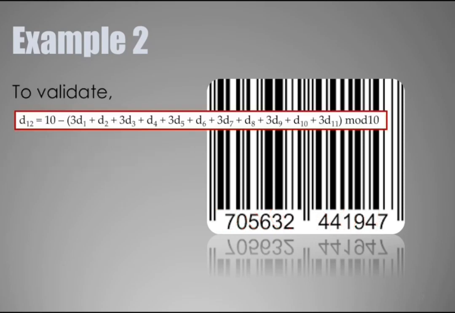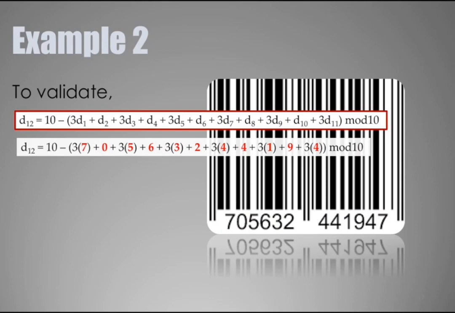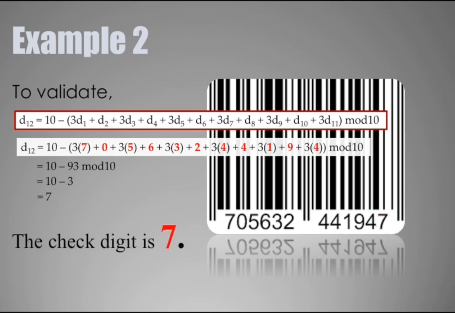And substituting these values to this equation, we are going to have the quantity equal to 93. And when 93 modulo 10 is computed, it is divided by 10 and the remainder is 3, and since 10 minus 3 is 7, our check digit D sub 12 has to be 7, which is apparently the one given here. Thus, we can say that this universal product code is valid.